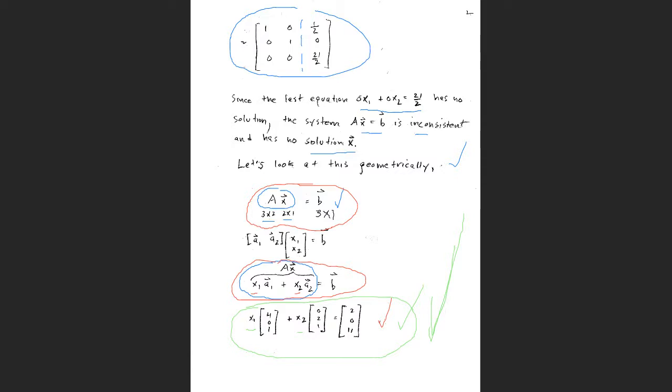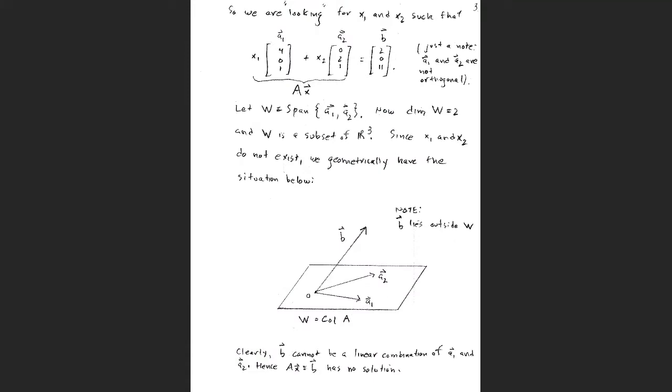All right, so let's refresh here. We are trying to solve the system Ax = b. That matrix equation is equivalent to this vector equation here. So we are looking for x1 and x2 such that this vector equation holds. And I'm going to note here, a little note, the column vectors A1 and A2 are not orthogonal, okay? Because the dot product of A1 and A2 is not equal to 0.